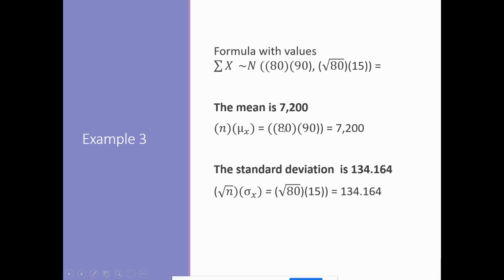So the mean is 80 times 90, which is 7,200. So that new mean is 7,200. We didn't have to do that with the other problems we did, but now we do. And then my new standard deviation is 134.164. How did I do that? The square root of 80 times 15 gives me that answer. That's all you have to do. You have to break out the calculator, but it's really not that bad.